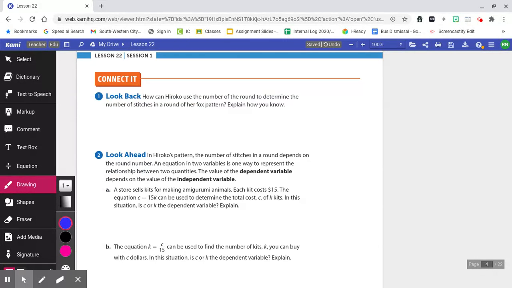The question: how can Hiroko use the number of the round to determine the number of stitches in a round of her fox pattern? Explain how you know. Well, we can multiply the round by 6. When you found the number of stitches in each round, you saw that the number of stitches is always 6 times the round number. So you could just write, multiply round number by 6.